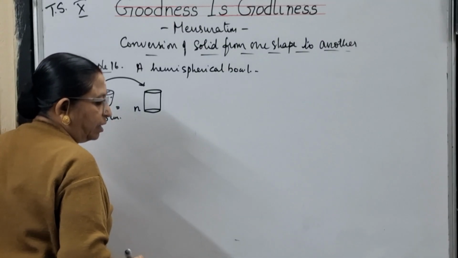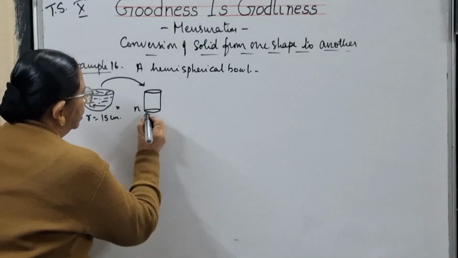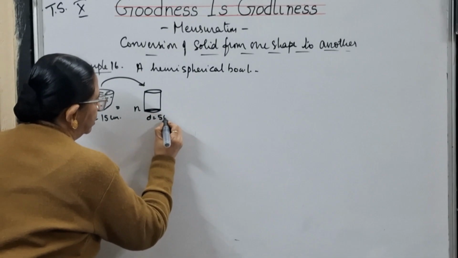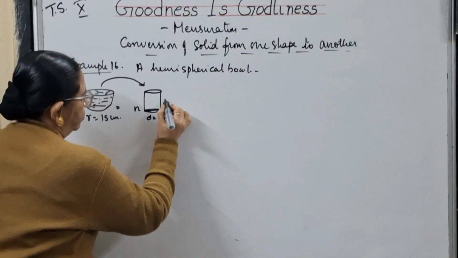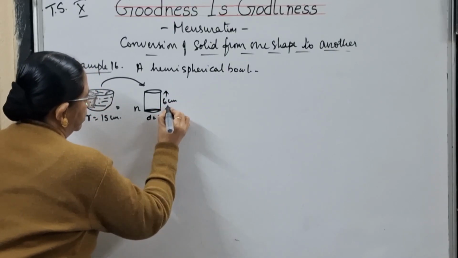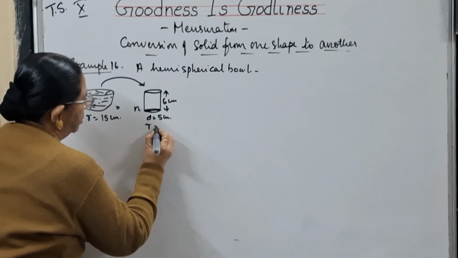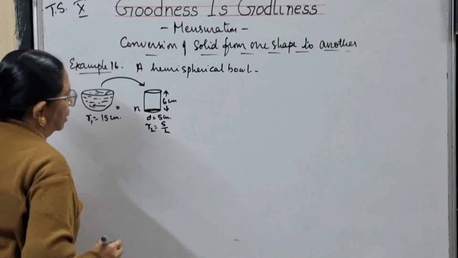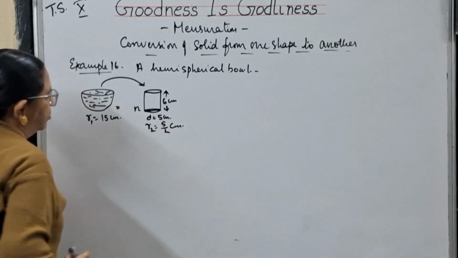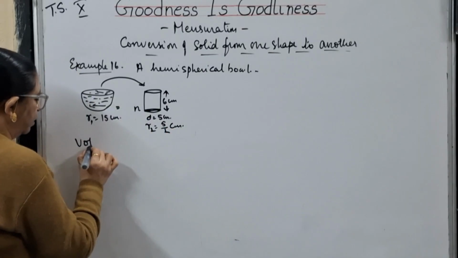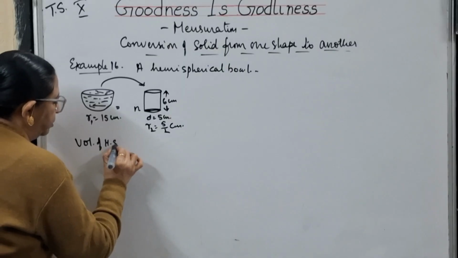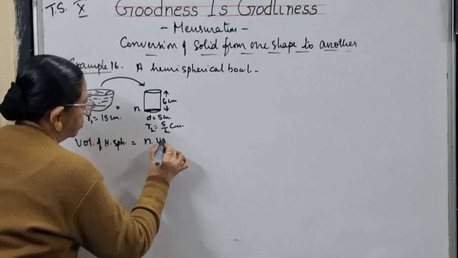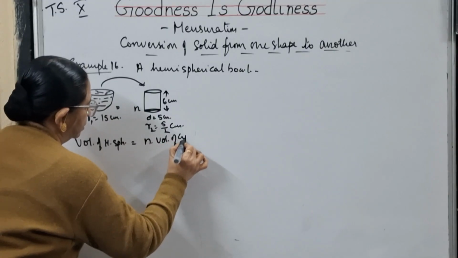And here the liquid is to be filled in the cylindrical vessel which is having diameter 5 centimeters and height 6 centimeters. So diameter 5 means R is 5 by 2. Let me write it as R1, R2 like the earlier problem. That means volume of hemisphere is equal to n volumes of cylinder.